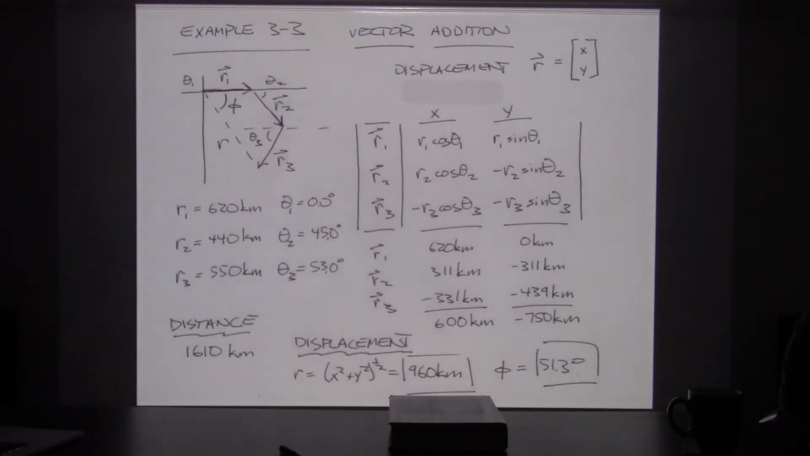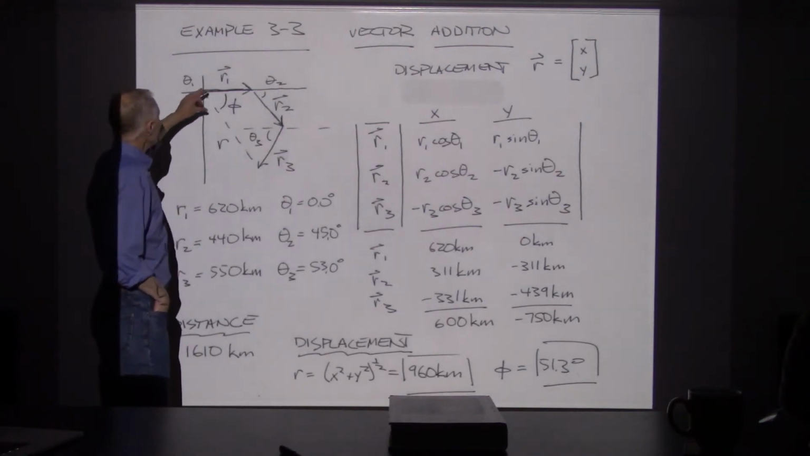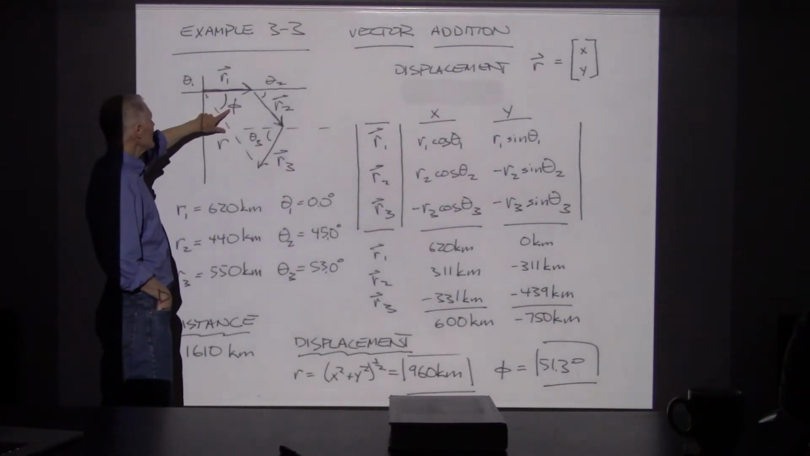So Pythagorean's theorem will allow us to show that we're actually only 960 kilometers from home, right? Even though we had to fly 1,610 kilometers to get here, we're not as far away as we might have thought. And then the other item, I designated this as angle phi.